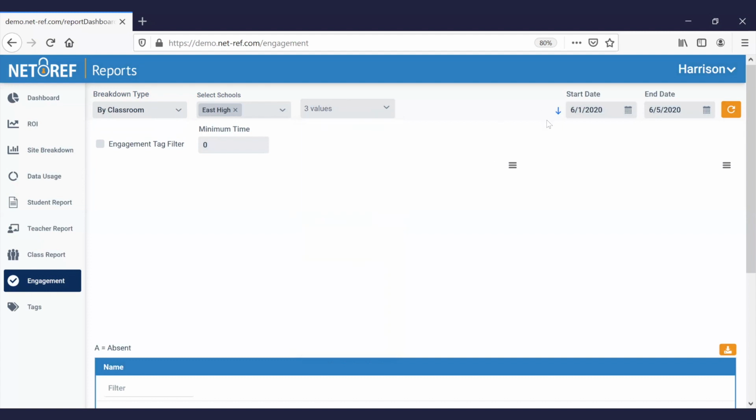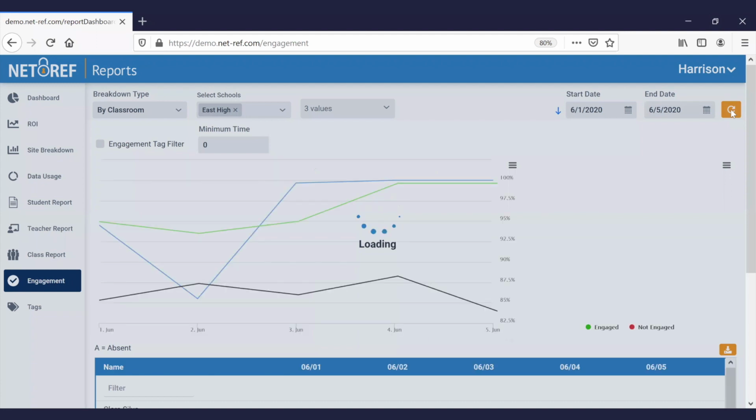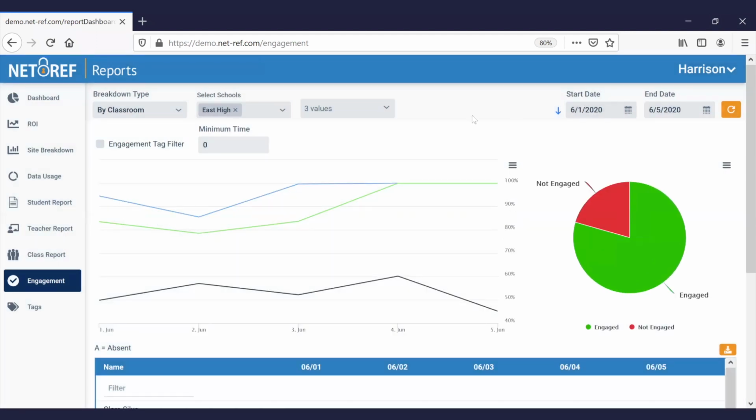You can run the report for any given time frame. It could be the last week, the current month, or even the entire school year. Let's go ahead and look at what students have been doing between June 1st and June 5th. When I run this report, you'll see there is a timeline over on the left. This timeline shows each class and their engagement level for each day.